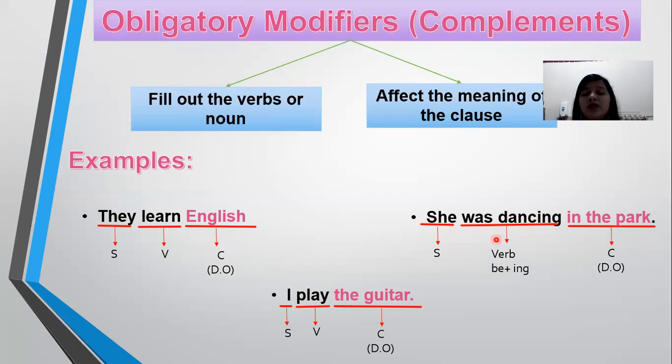She was dancing in the park. She is the subject and also the head word of the sentence. Was dancing is the verb be in past plus the verb dance in -ing form, and in the park is the complement. In the park is the obligatory information to know where she was dancing. I play the guitar. I is the subject, play is the verb, and guitar is the direct object that complements the meaning of the verb. As a result, it's an obligatory modifier.